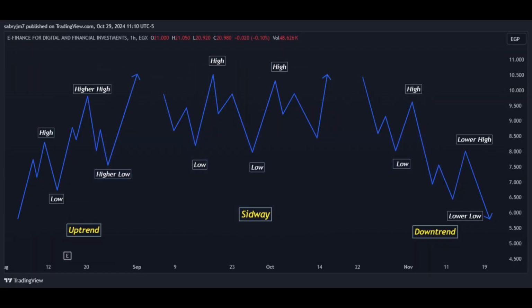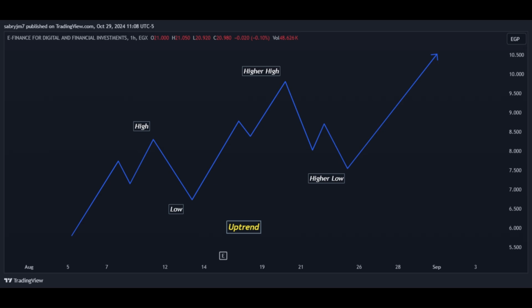To begin, it's essential to understand that the market follows three primary trends. Uptrend. This trend is identified when each high is higher than the previous one, and each low is also higher than the previous one. Here we focus on buying opportunities rather than selling.